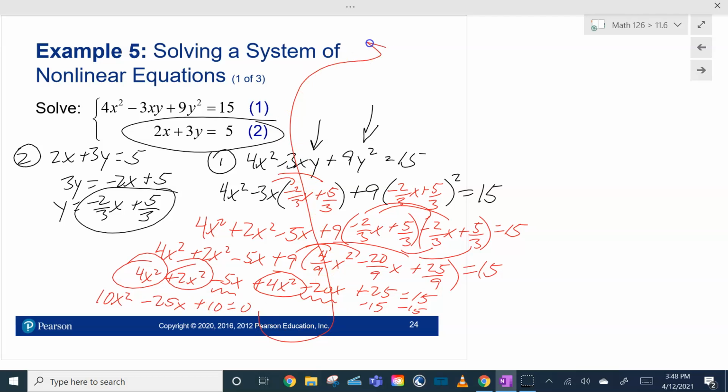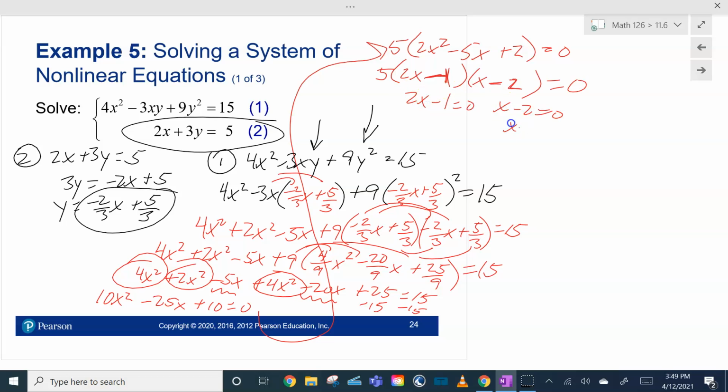Let me take a 5 out, so I have 2x squared minus 5x plus 2 equals 0. Go ahead and factor that. Let's see, that'll be 2x, x, 1, 2, so minus 1, minus 2 on that. So 2x minus 1 equals 0, x minus 2 equals 0, so we got x could be 2, x could be a half. All right?